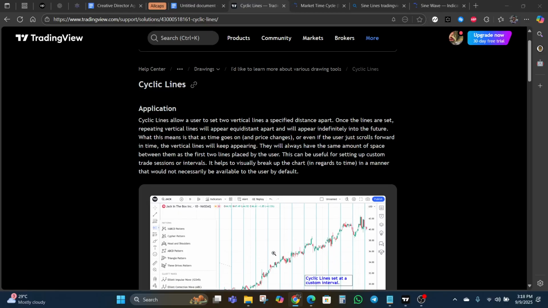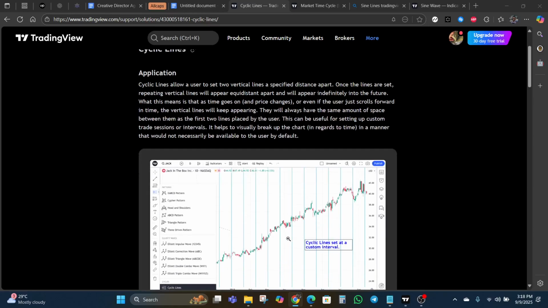And once the lines are set, repeating vertical lines will appear equidistant apart and will appear indefinitely into the future. What this means is that as time goes on and prices change, or even if the user just scrolls forward in time, the vertical lines will keep appearing and they will always have the same amount of space between them as the first two lines placed by the user. This can be useful for setting up custom trade sessions or intervals. It also helps to visually break up the chart in regards to time in a manner that will not necessarily be available to the user by default.